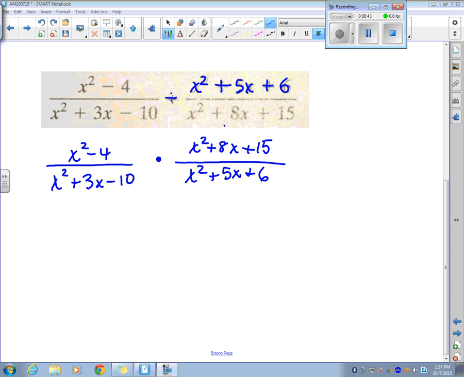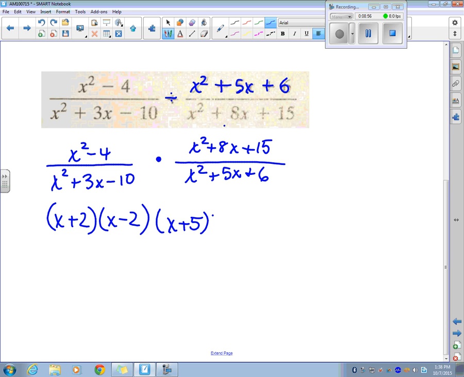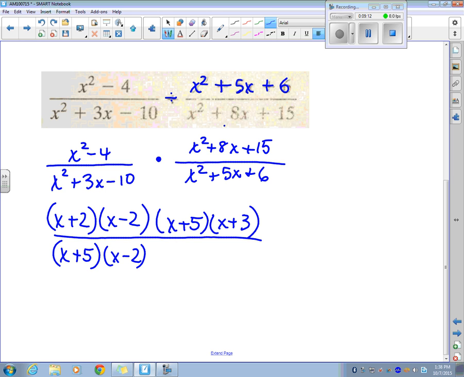All right, hopefully you factored this as x plus 2, x minus 2. And the top of this one as x plus 5, x plus 3. And on the bottom, this one would be x plus 5, x minus 2. Because positive 5 and negative 2 give you the 3. And a positive times a negative is going to give me the negative 10.